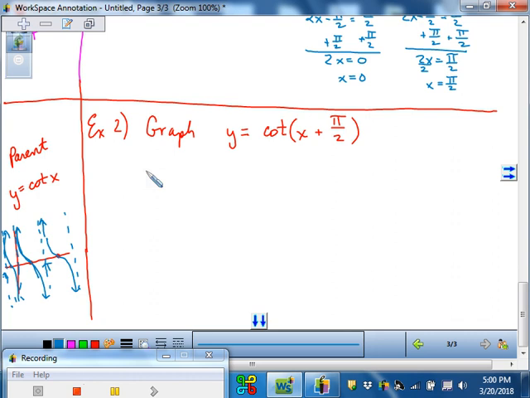Now as we work on this problem, I'm going to label my A. Again, on this one, the stretch is 1, so nothing is really stretching it. My B value is 1 as well. And my C value is the opposite of pi over 2, so negative pi over 2. As I look at the period, remember the period for cotangent and tangent is pi divided by b. So I have pi divided by 1, so our period is going to be pi.